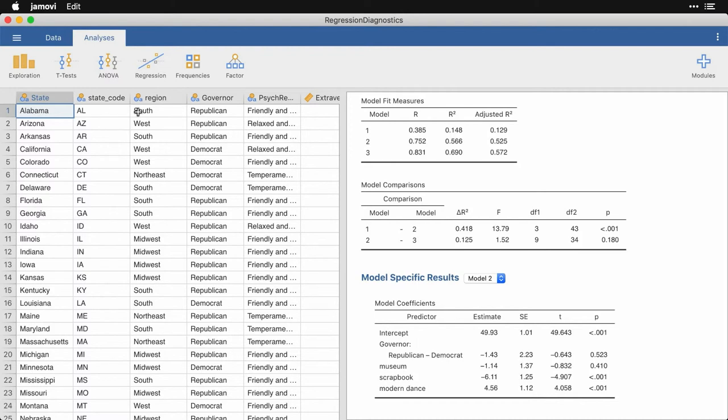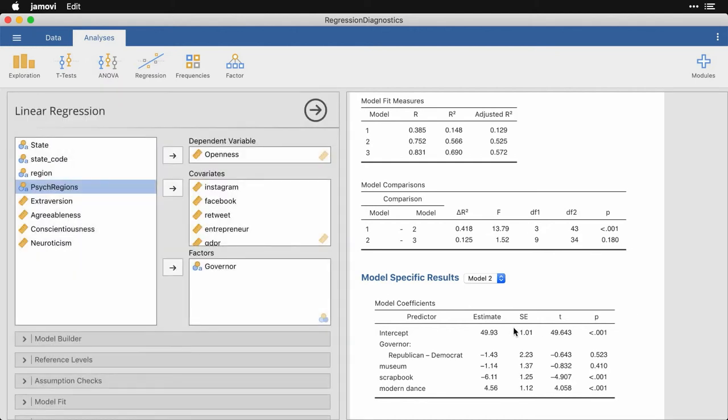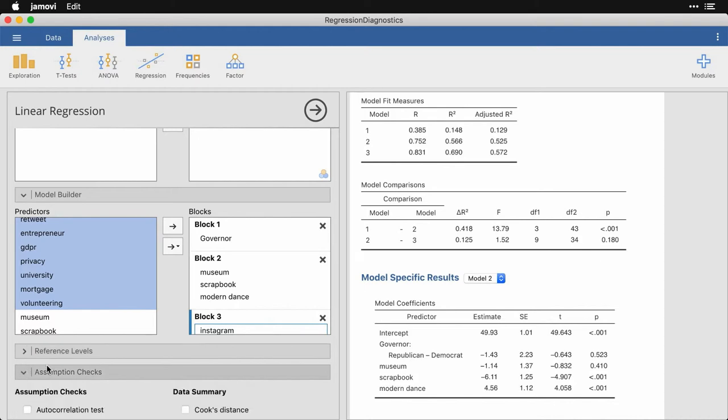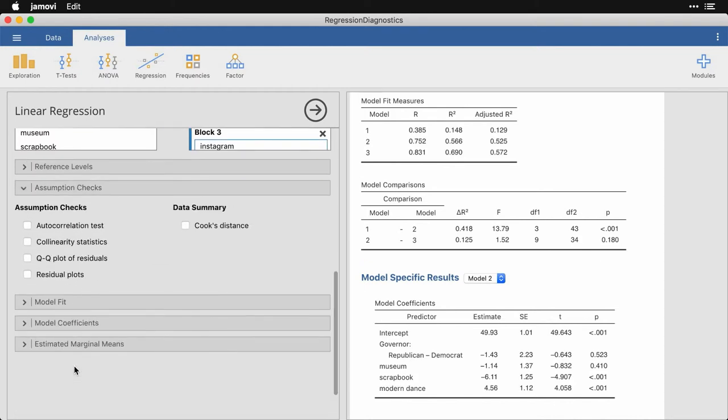Now, I'm going to do this by coming back to the same model and data that we used before, where we're looking at variables to predict the openness of people on a state-by-state basis. And I'm going to click on this model right here. And what I'm going to do is come back not to Model Builder, although that is where I specified the blocks that I was going to use, but I'm going to come down a little further to Assumption Checks. And this is where the most important things are going to happen.